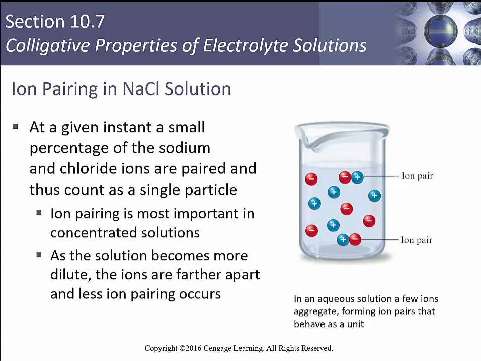So for a given instant, a small percentage of the sodium and chloride ions are paired, right? They see each other in solution. They're like, oh, hey, you're plus charge. Oh, hey, you're minus charge. Want to hang out? And then they remember, oh, wait, we're dissolved in water. Right? So this ion pairing is most important in concentrated solutions. The higher the concentration, the bigger the deviation. The larger the charge, the bigger the deviation. As the solution becomes more dilute, the ions are further apart, the less of this pairing happens, the closer it is to that ideal i value.